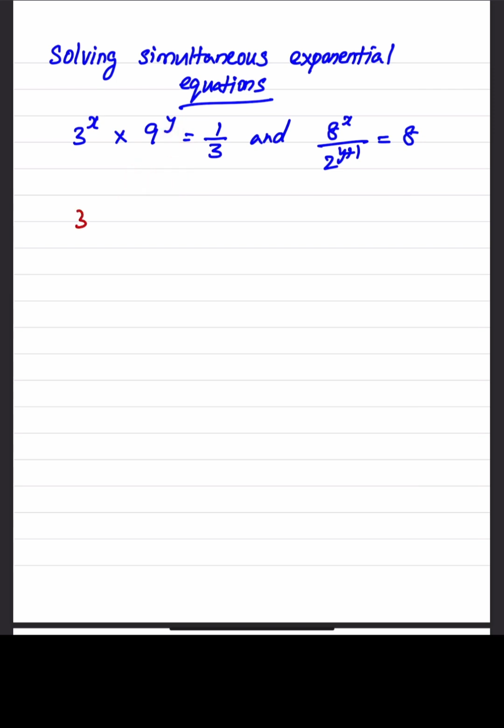So this becomes 3 to the power x into 3 square to the power y equal to, bring this 3 to the numerator. It becomes 3 to the power minus 1. As we have the power of power, we can multiply these two powers. So 3 to the power x into 3 to the power 2y equal to 3 to the power minus 1.